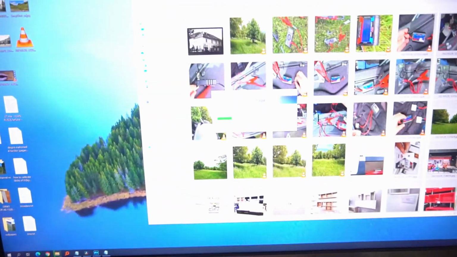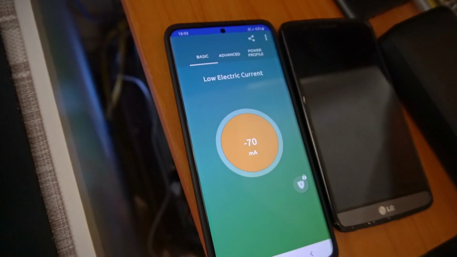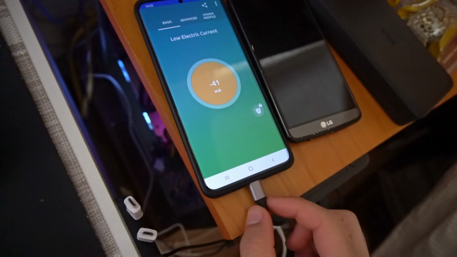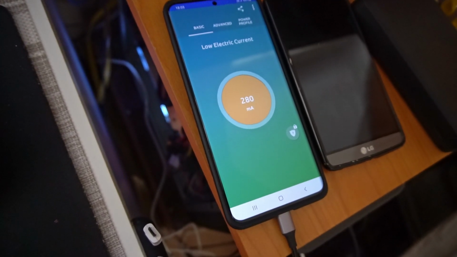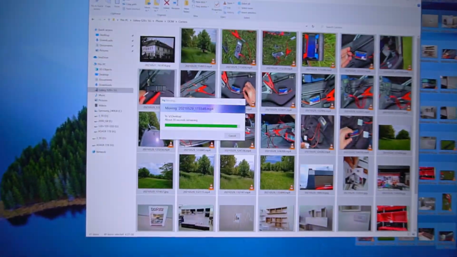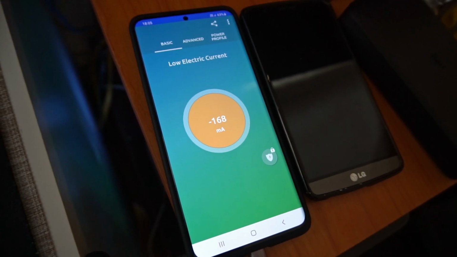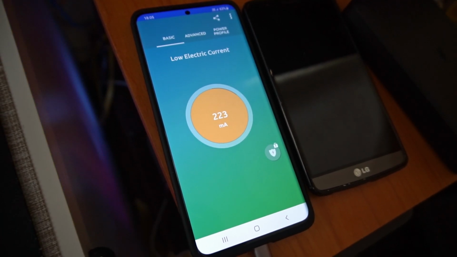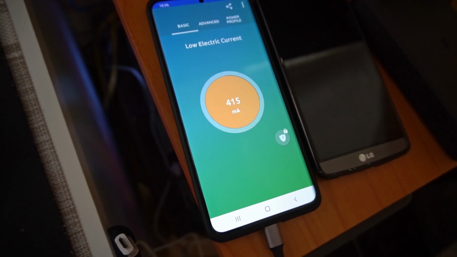So transferring data from the phone to the computer consumes power, so instead of charging, this cable currently is discharging, now it's charging. So file transfer is about to be finished, discharging because it's negative, and it's charging. Now it's charging even more, so the value is positive.